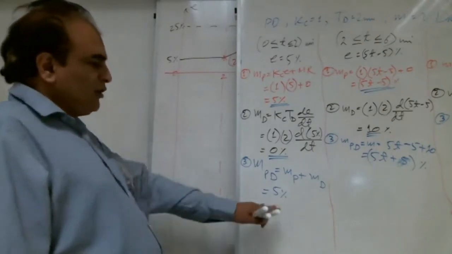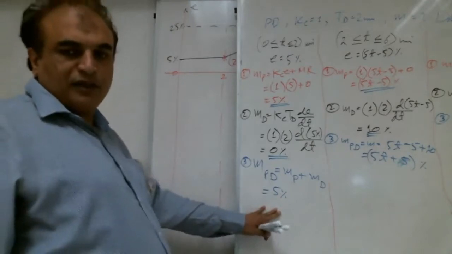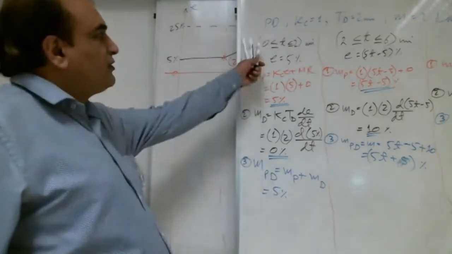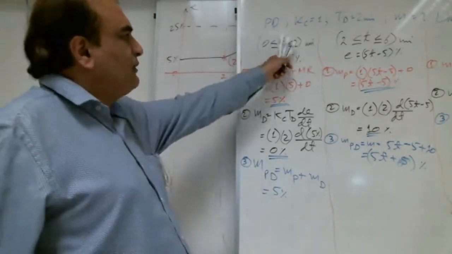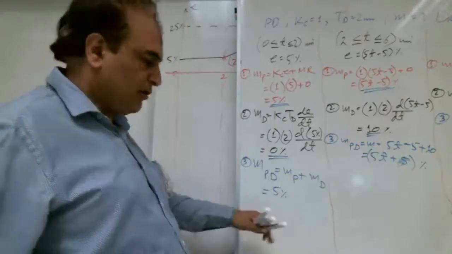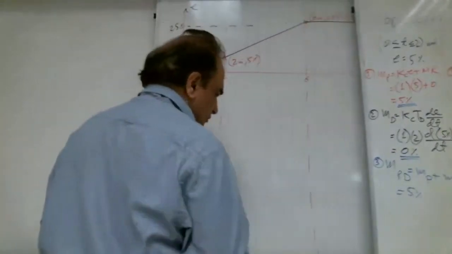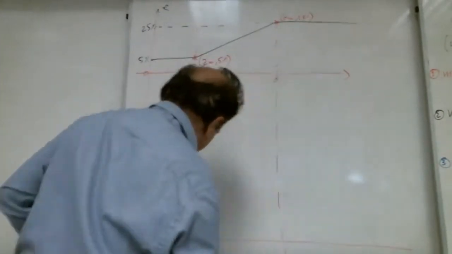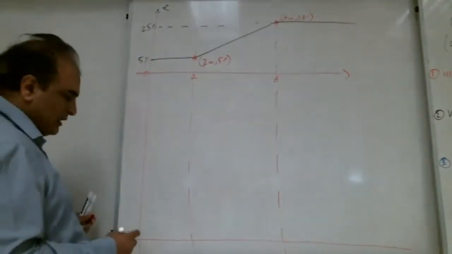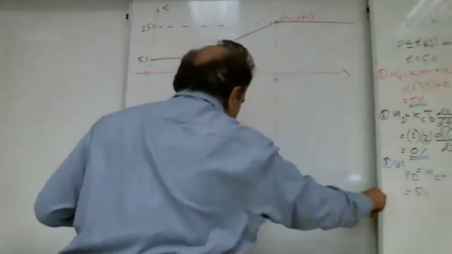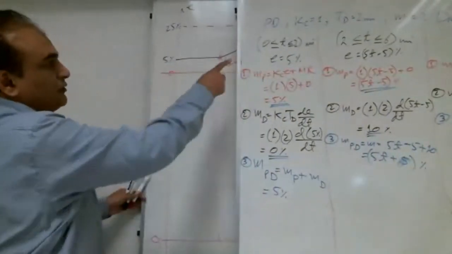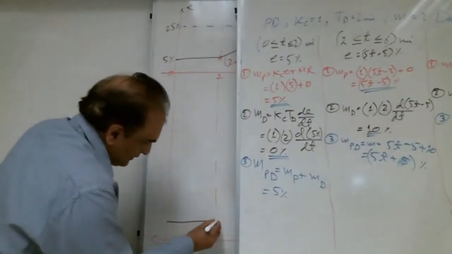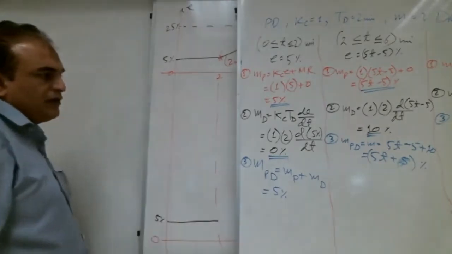Okay, that's good. So now we need to draw it. Now what we're gonna do, Shabab? We're gonna draw it. So for 0 to 2 minutes, it is 5% constant. We take this line here as a 0 reference, right, Shabab? From 0 to 2, it is 5% constant. So we make this a 5% line, a straight line, 5% constant.